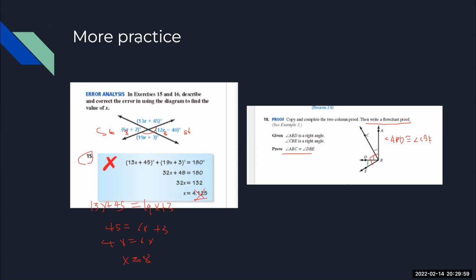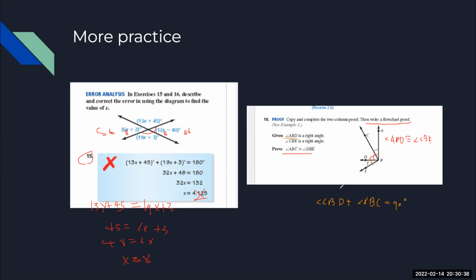All right. From what we learned, you know that angle CBD plus angle ABC is equal to 90 degrees because it says angle ABD is a right angle, and the angles that make up angle ABD are basically angle CBD and angle ABC. And they are complementary to each other.